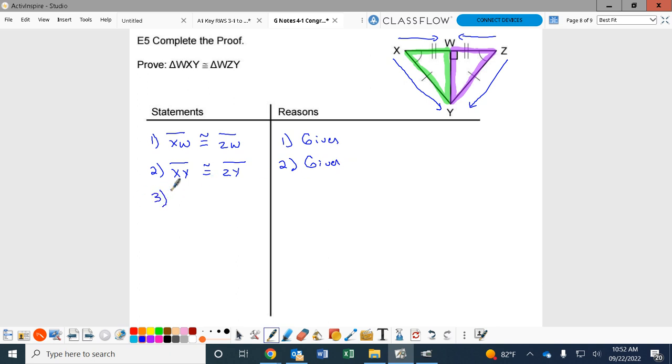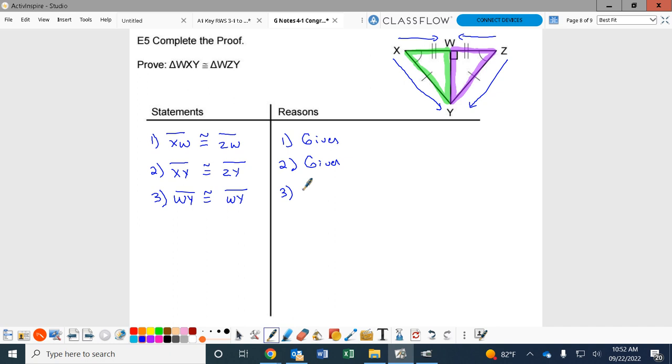Now this one, guys, do you see where the purple line and the green line are overlapping each other? That means that that side is congruent to itself. So WY is congruent to WY, and we have a property for that. What property says something is congruent to itself?